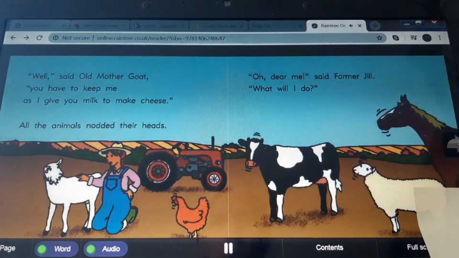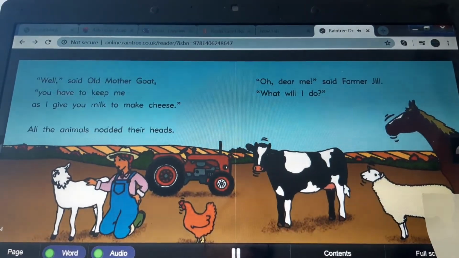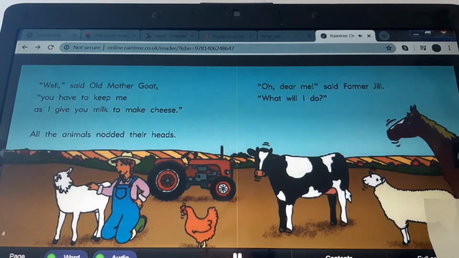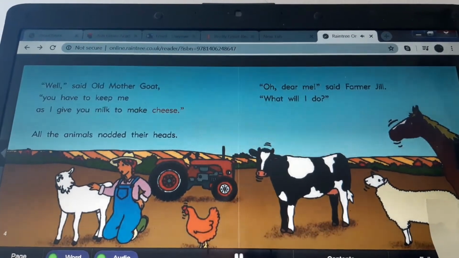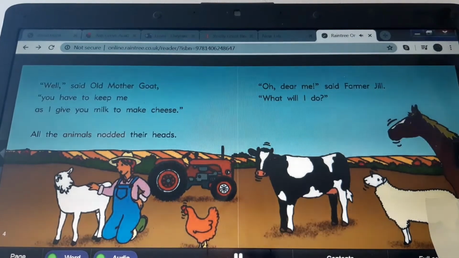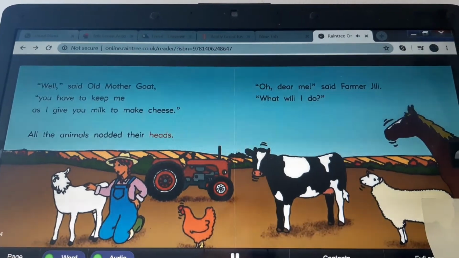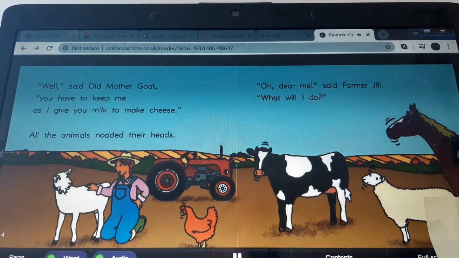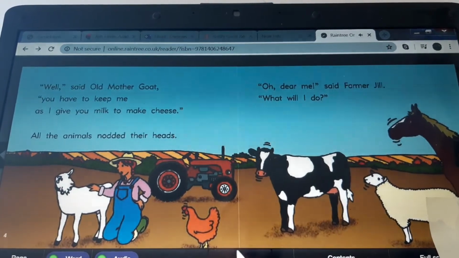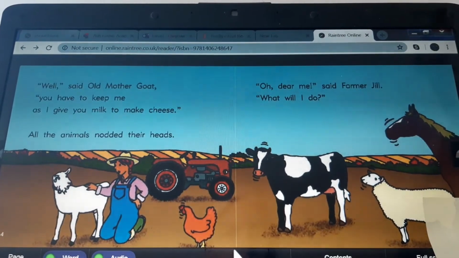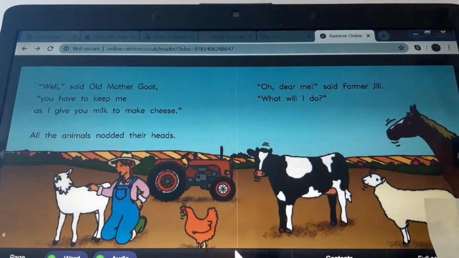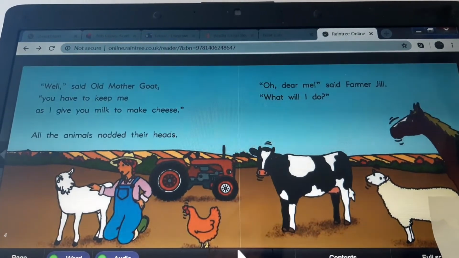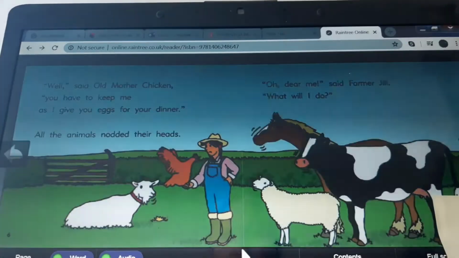"Well," said Old Mother Goat, "you have to keep me, as I give you milk to make cheese." All the animals nodded their heads. "Oh, dear me," said Farmer Jill. "What will I do?" So the goat's given us a reason to keep her. And what are all the others going to say?